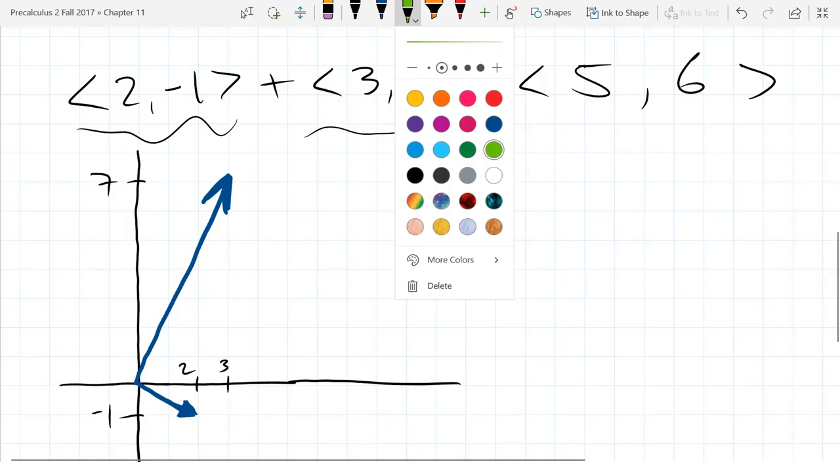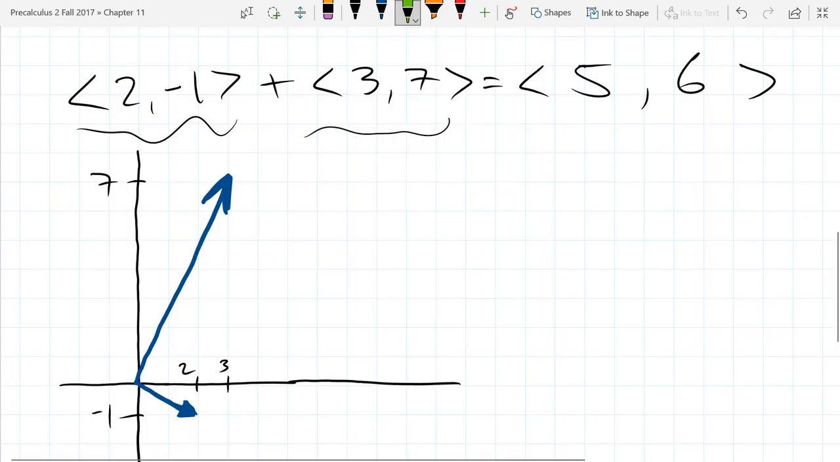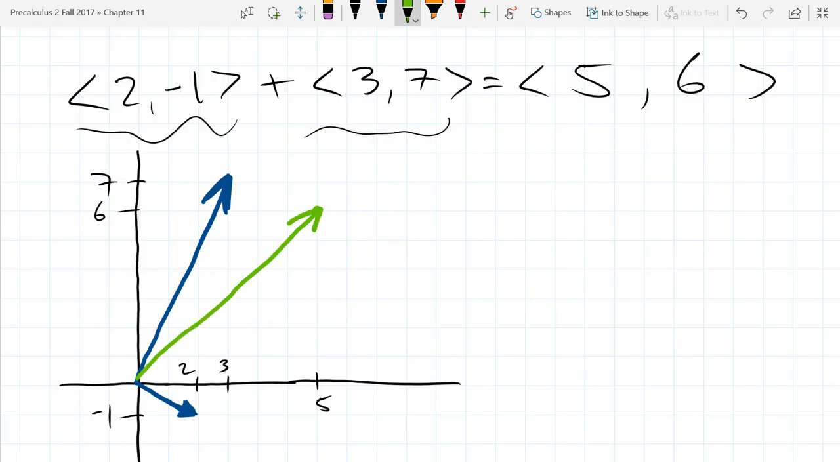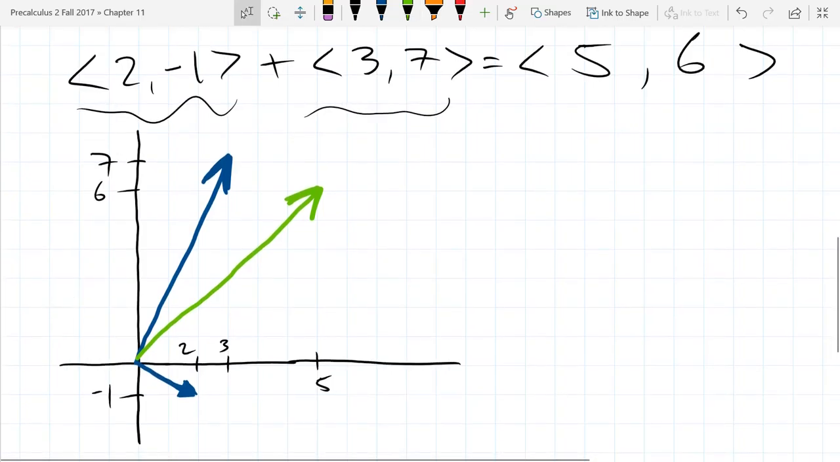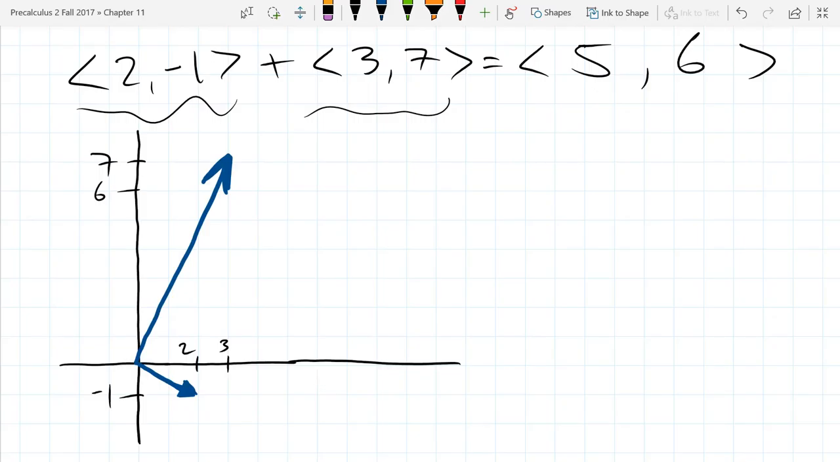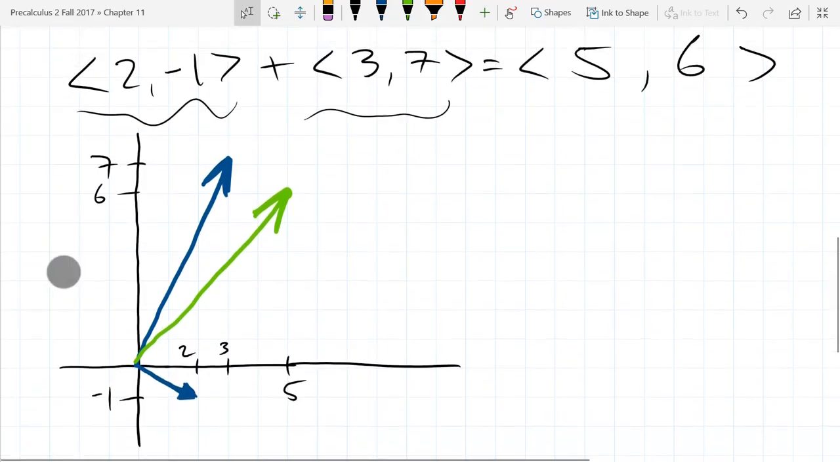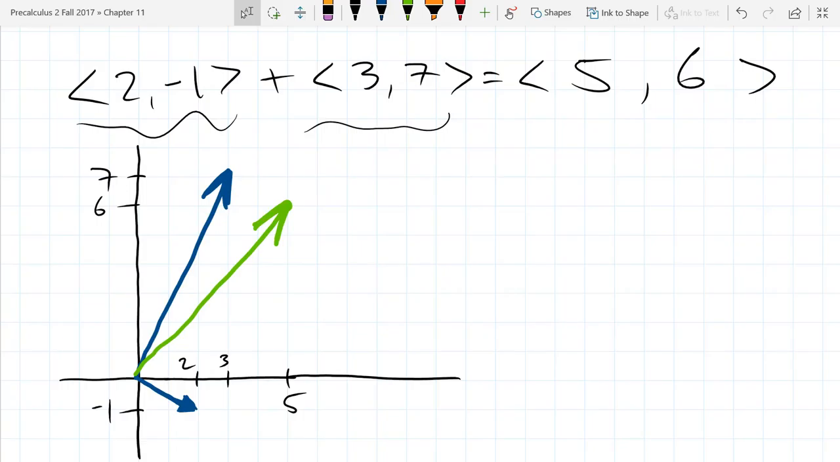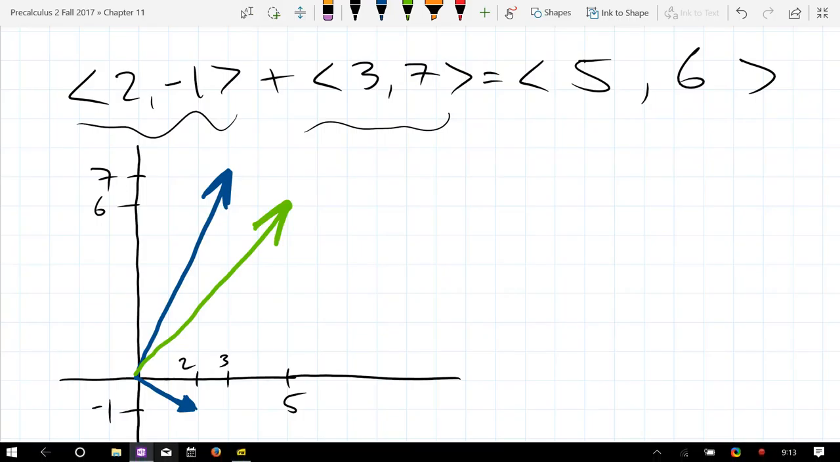So now in green, I'm going to graph the 5, 6 vector, the vector that we said was the sum of the other two. Counted wrong. All right, so there's our two vectors. If I add the two blues together, I get the green. So visually, we see it on a graph. We did it algebraically.